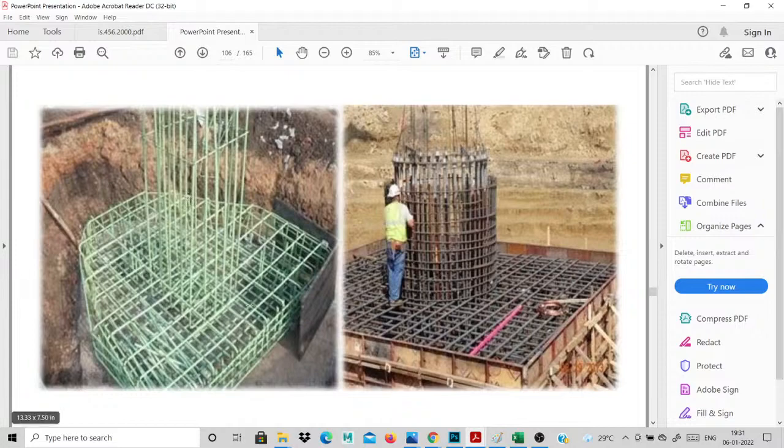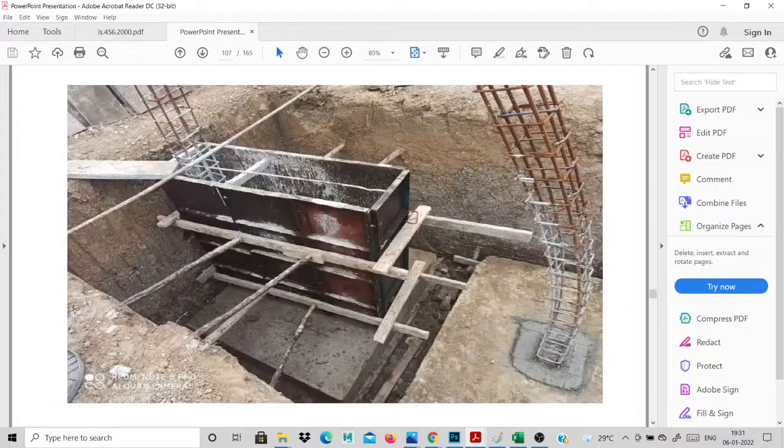Okay, this is our pile cap. This is our normal column. Then it will be used for beams and columns, etc. Same like that. That is the normal pile cap. Then this is our normal column. This is also one eccentric footing, the corner type of footing.